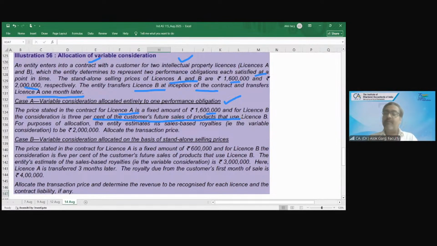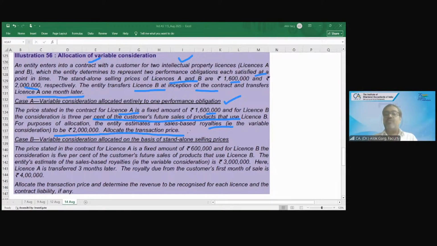And for license B, what is the price? It's 3% of the customer's future sales that will come due to license B. For purposes of allocation, the entity estimates its sales based royalties, that is the variable consideration, to be 20 lakh rupees. Allocate the transaction price.